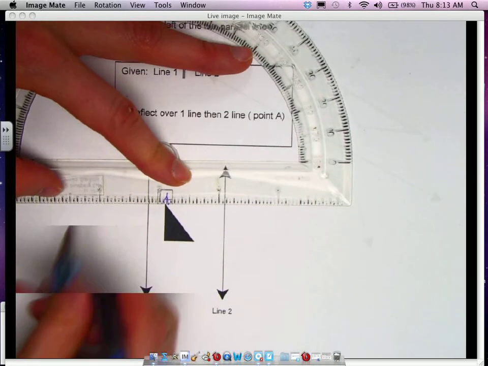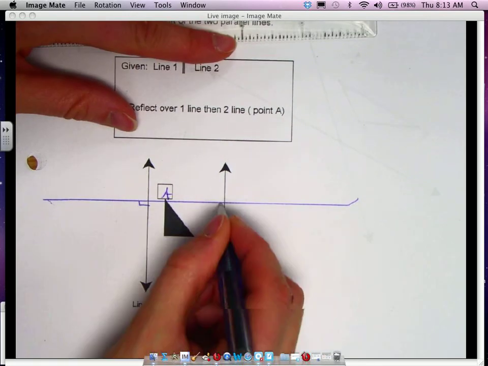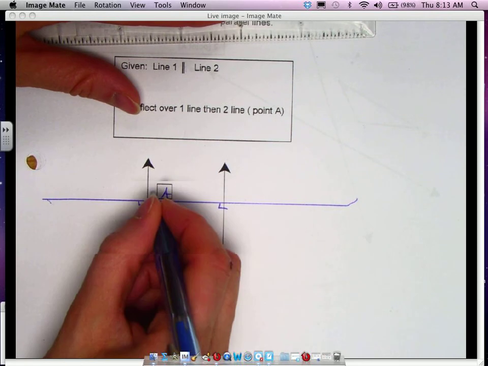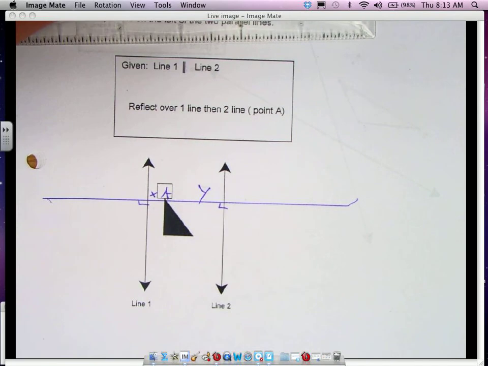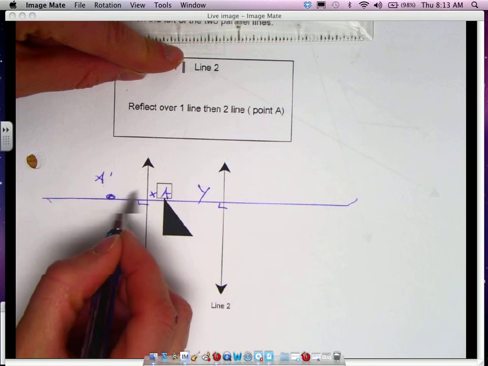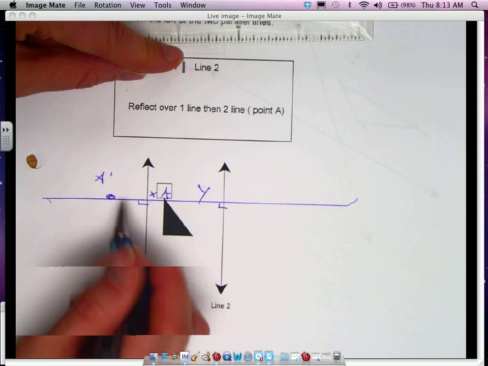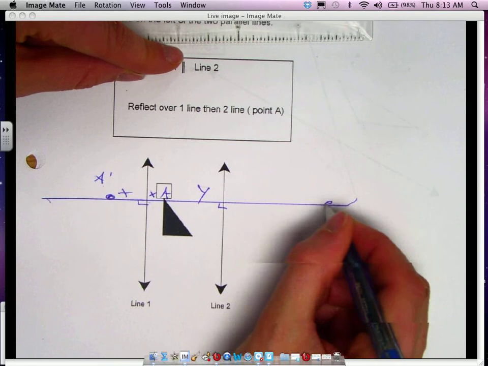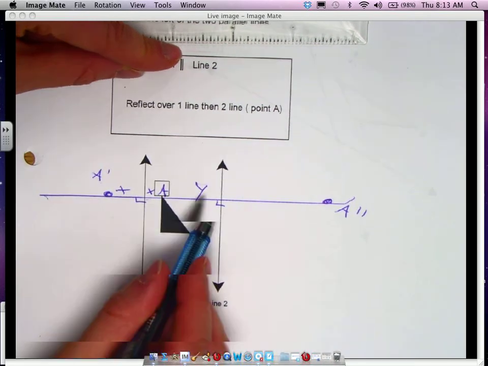All right, so here's my perpendicular line to my two parallel lines. I'm going to make the distance between line 1 and A x. I'm going to make the distance between A and line 2 y. Okay, so first I'm going to reflect it over line 1. So here's A naught, and how much is the distance away? If it's x on this side, it's got to be x on that side. Okay, now I've got to take the whole thing and reflect it over line 2, A double naught. How much is that away? How much do I have on this side? 2x. Yep.